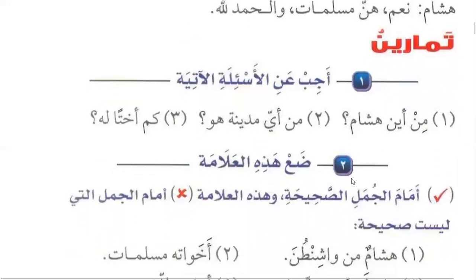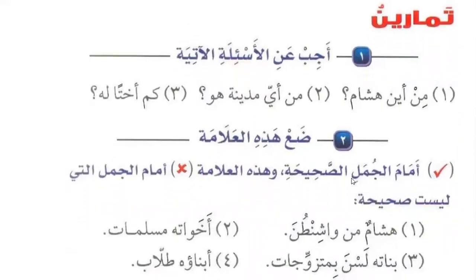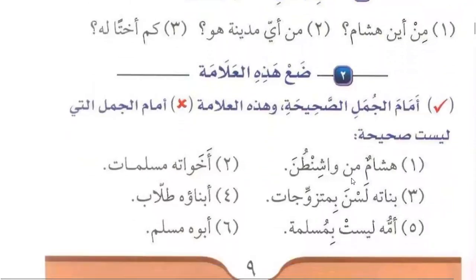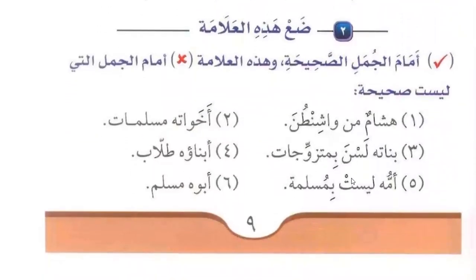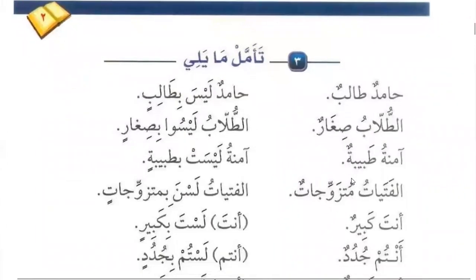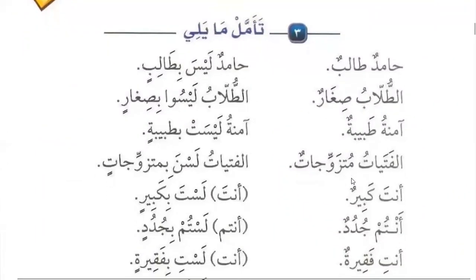Tamrin, exercises. Ajib 'anil as'ilatit taliyah. Answer the following questions. So you will answer these questions according to the lesson. Da'i hadhihil 'alamatis sahiha amamal jumalis sahiha wa hadhihil 'alamatil khata' amamal jumali lati laysat sahihatan. So if the sentence is correct according to the lesson, then you will put a check mark, and if the sentence is wrong according to the lesson, then you will put an X mark. Observe what is below. So here they are telling you that after the addition of laysa to the jumlatul ismiyya, the khabar becomes majrur, and the mubtada is called ismu laysa and the khabar is called khabaru laysa.